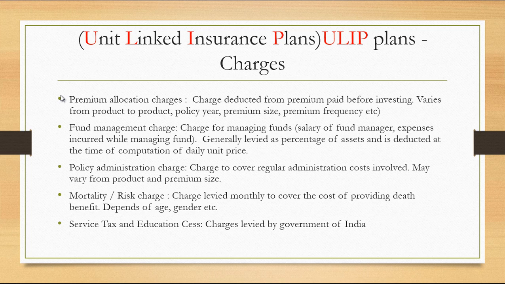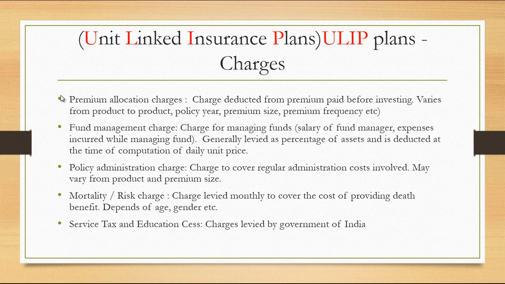The third charge is policy administration charge. Basically, this charge is to cover the regular administration cost involved for the policy, for example, cost of communication by post, etc. So this is also a charge that we need to have a look at. The fourth charge is mortality charge. As we have already discussed, this is the charge for buying insurance, and this insurance is generally a term plan, and as insurance depends on age and gender, this charge will also vary based on the age and gender of the investor.